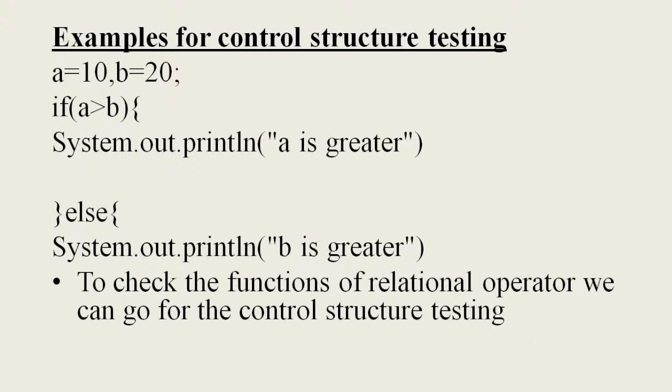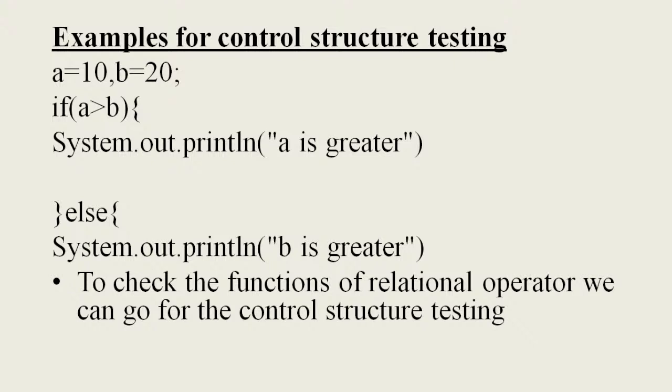Okay, so in order to check these relational expressions or arithmetic expressions, we can choose the control structure testing process. To check the function of relational operators, we can go for control structure testing. So, unit testing contains 4 stages. The first stage will be basic path testing.